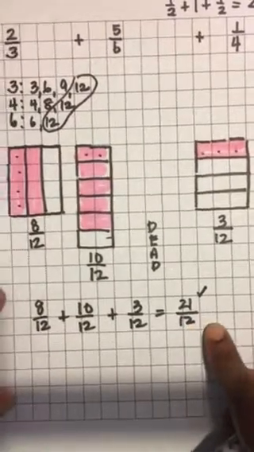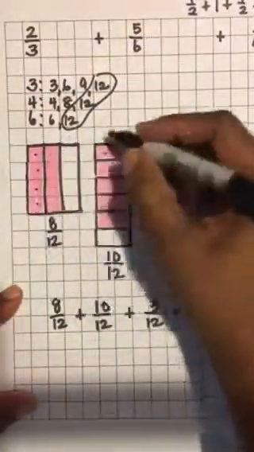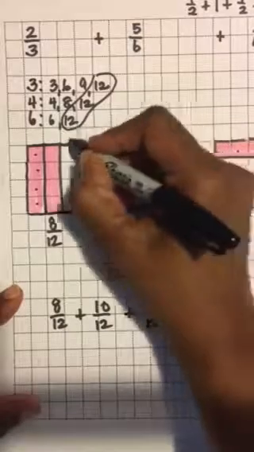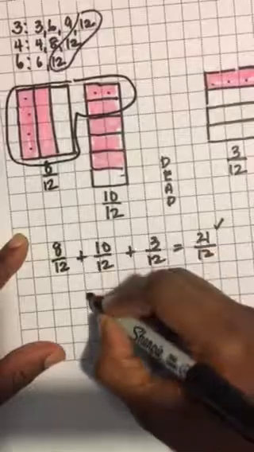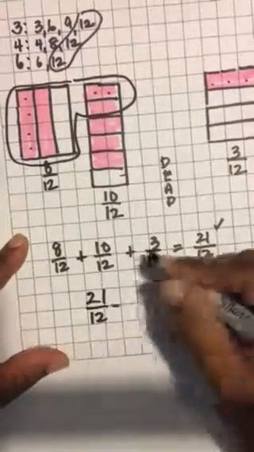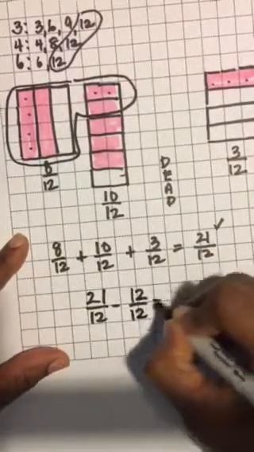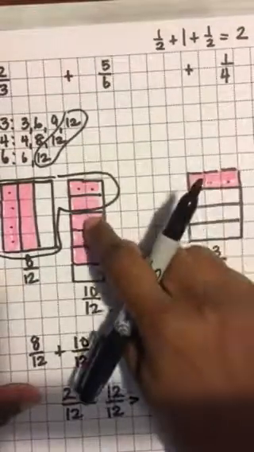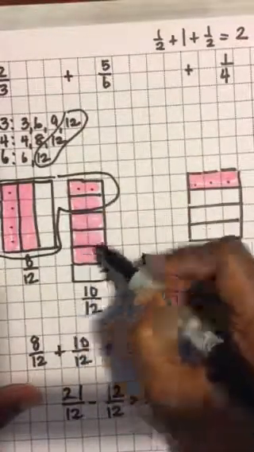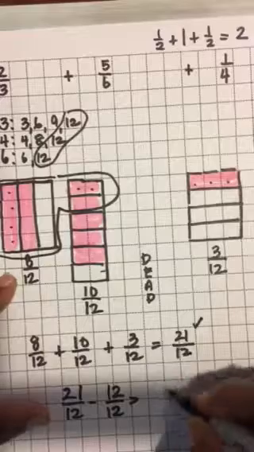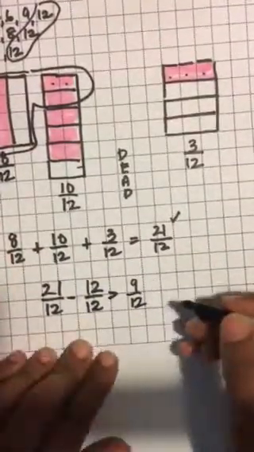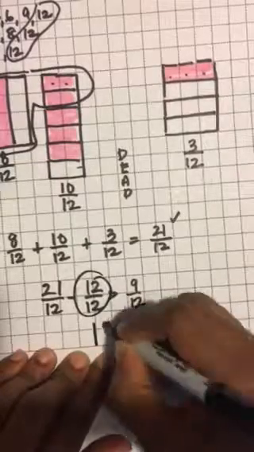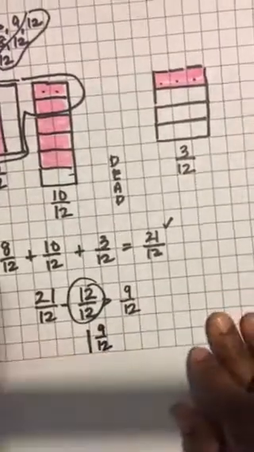I need to take away a whole. Well, here's 8 twelfths, 10 twelfths, 12 twelfths. So here's the whole that I'm going to take away. So 21 twelfths minus 12 twelfths gives me 9 twelfths. Let's verify that. 6, 7, 8, 9 twelfths. So that leaves me with 1 and 9 twelfths.